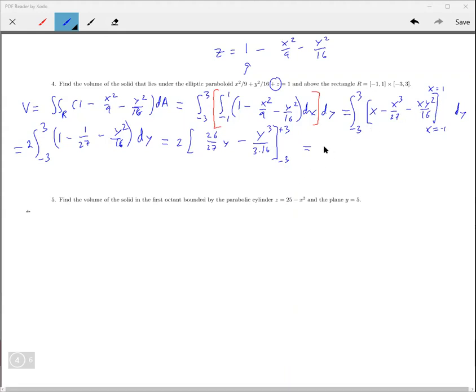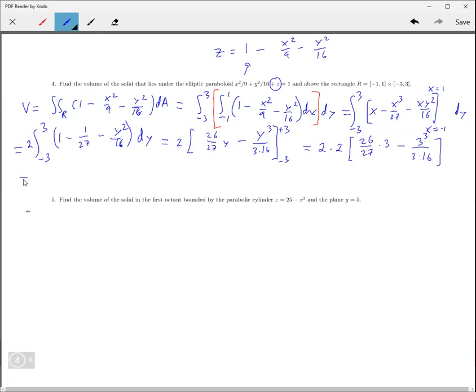So what's going to happen is, again, you're going to get another doubling when you're doing the upper and lower limits here. So 26 over 27 times 3, that's putting the upper limit 3 into there, and then this 3 into here, minus 3 cubed over 3 times 16. And then when you subtract and put the lower limit in, it's just going to give you these both again. So you can just double it right there if you want.